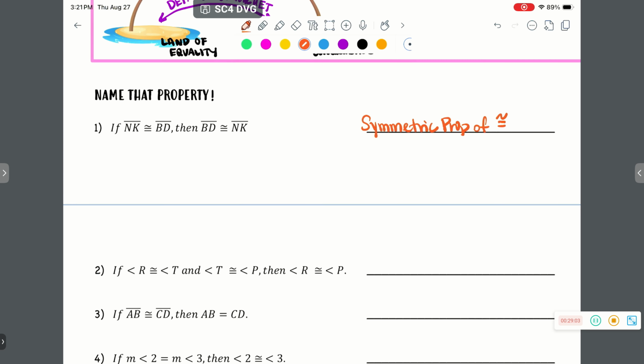The symmetric property of congruence. Why do I have to say "of congruence"? Because there's also a symmetric property of equality, and I need to know that you know what land we're living in. Okay? All right, turn the page.